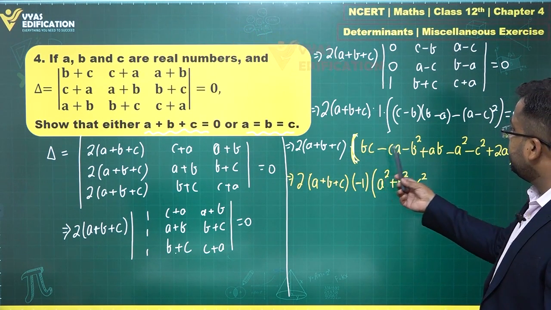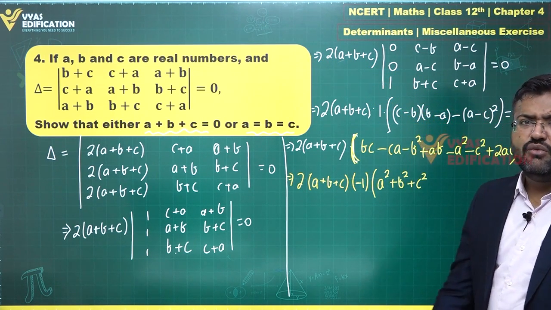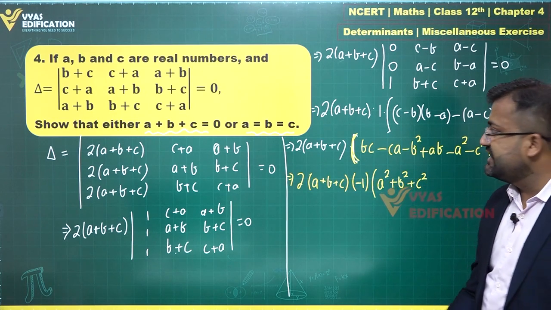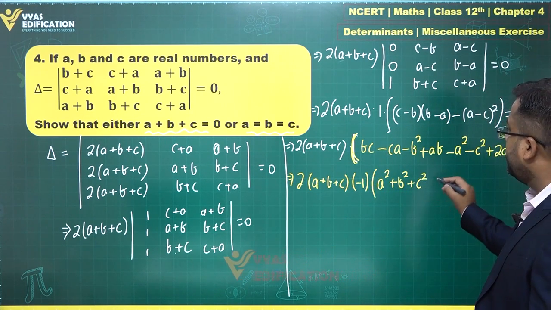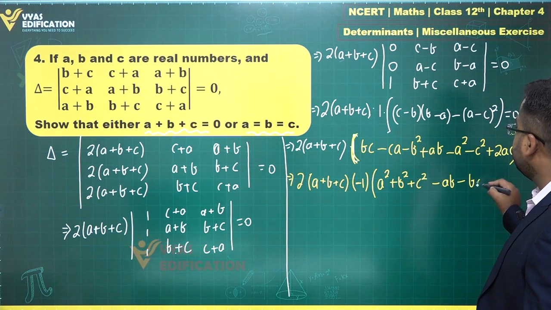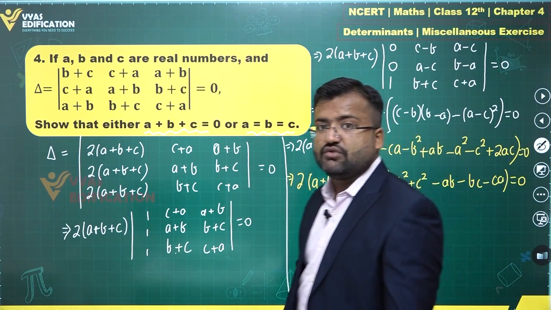Then you have BC, CA, AB and 2AC. 2AC minus CA will be 2AC minus AC, which is plus AC. So plus AC plus BC plus AB, and since you took out a minus common, what you'll get is minus AB minus BC minus CA. This is what you'll get, right?